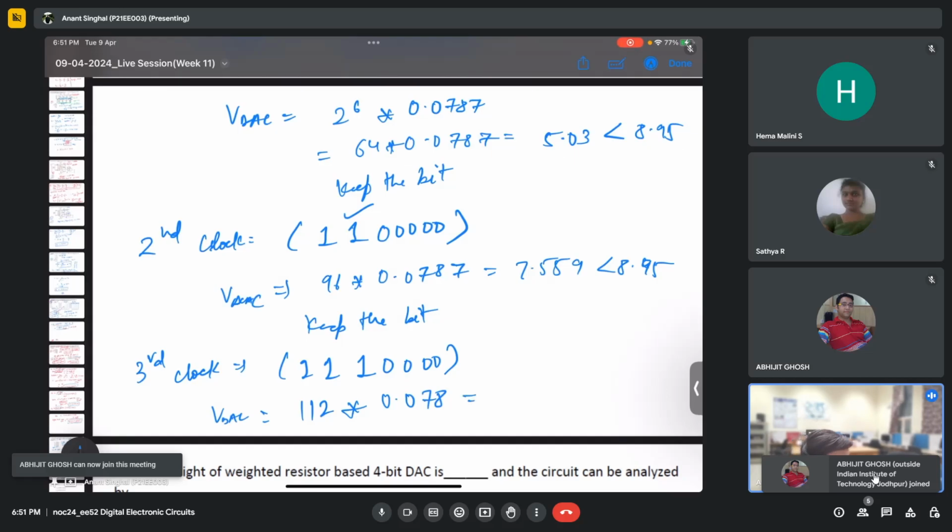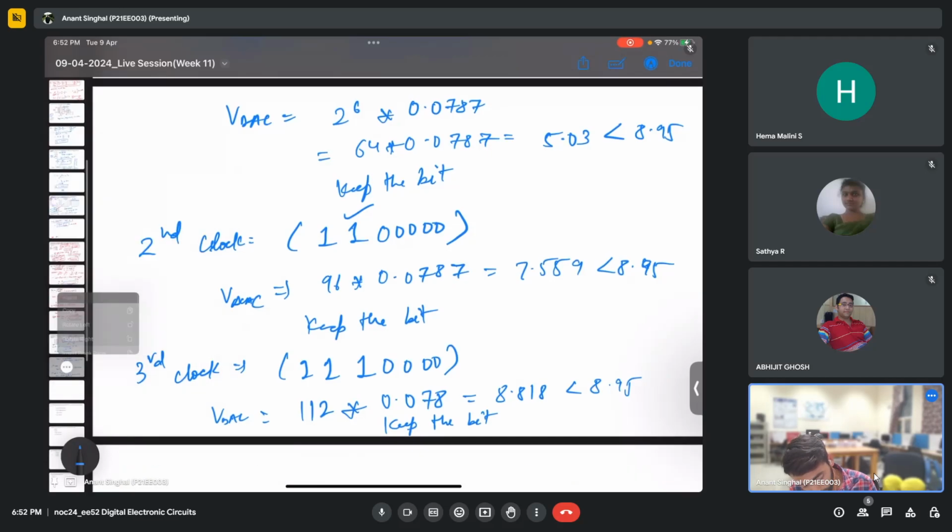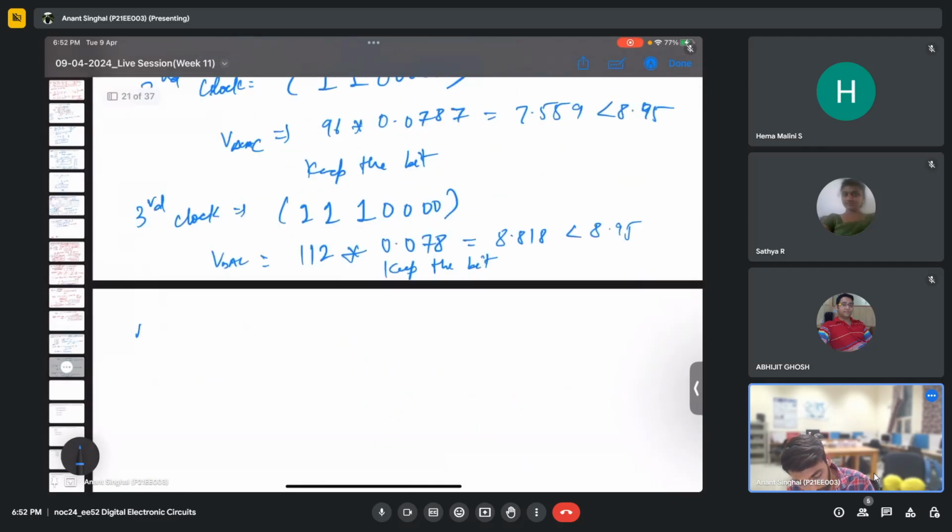So this will be 8.818, which is still less than 8.95 given in the question. So we'll again keep the bit. So at the fourth clock, these three ones will remain, and the third and fourth will give this one.